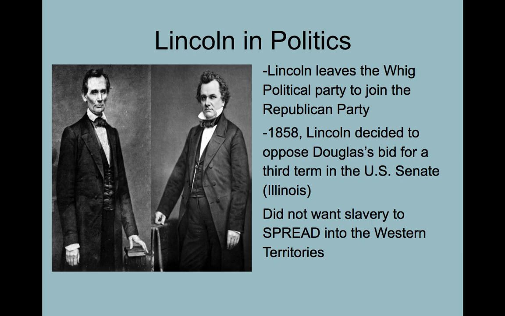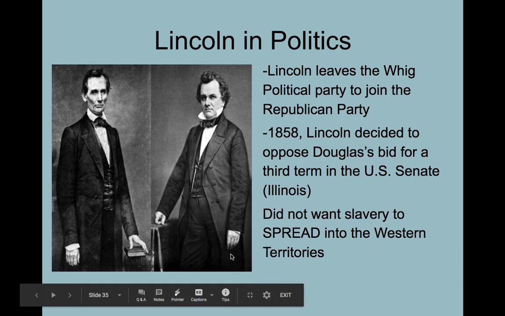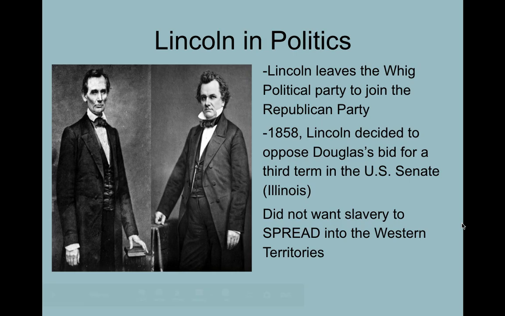Okay, in 1858, Lincoln decided to go against Stephen Douglas, who was running for the 3rd time for his Senate seat. Again, his big position was not anti-slavery, but to stop the spread of slavery. And remember, we know Stephen Douglas is very much for that idea of popular sovereignty.